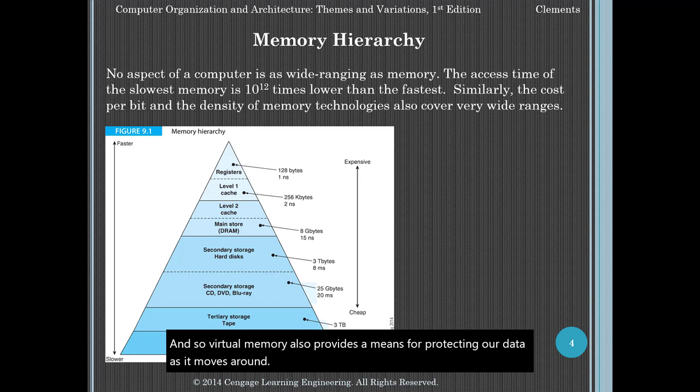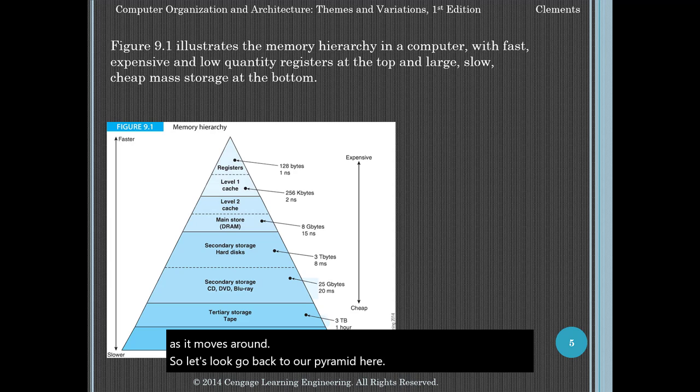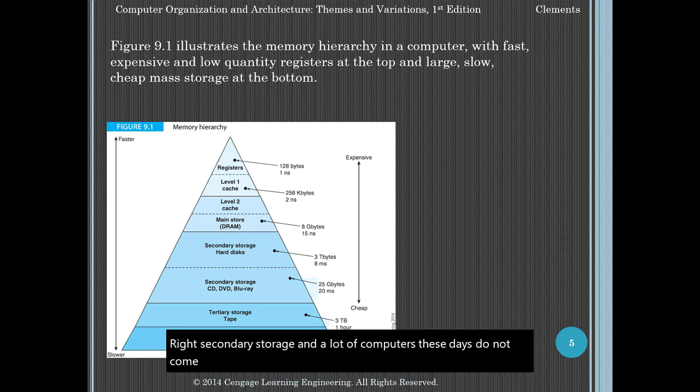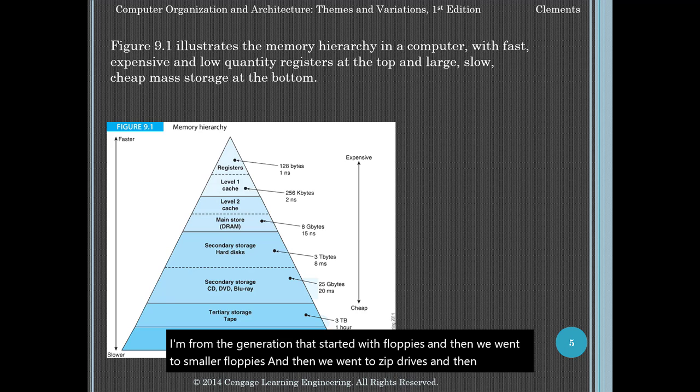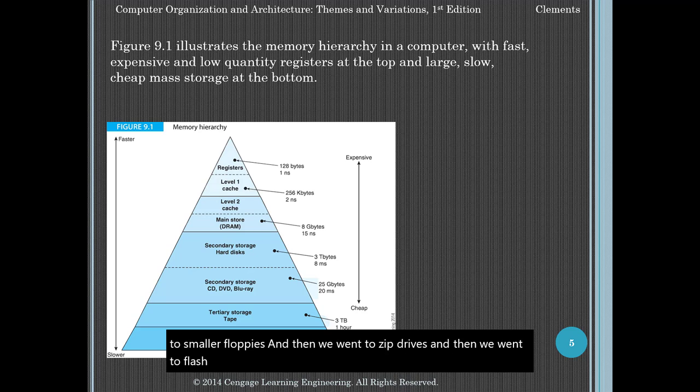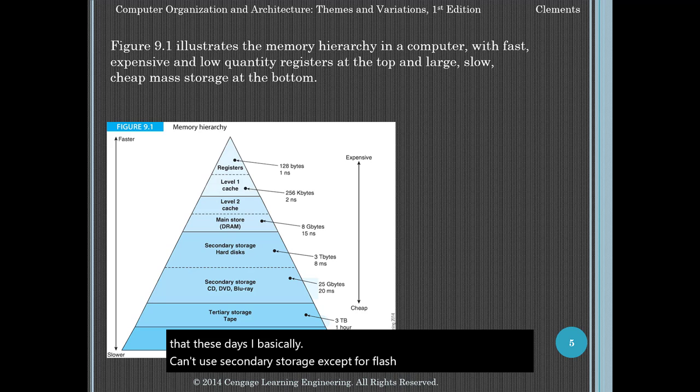So let's go back to our pyramid here. And the next step down, secondary storage. A lot of computers these days do not come with secondary storage, which honestly kind of blows my mind. I'm from the generation that started with floppies, and then we went to smaller floppies, and then zip drives, and then flash drives, and CDs, and DVDs, and DVD burners. So the fact that these days I basically can't use secondary storage except for flash drives is a little mind-bendy.